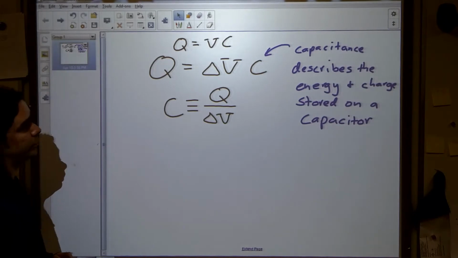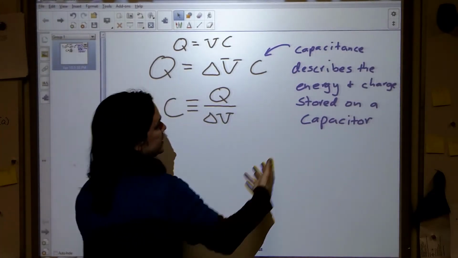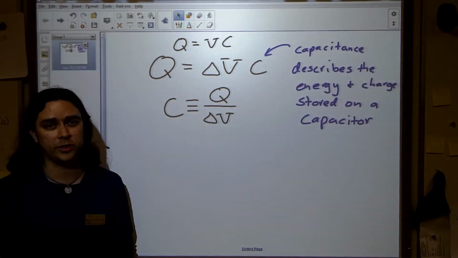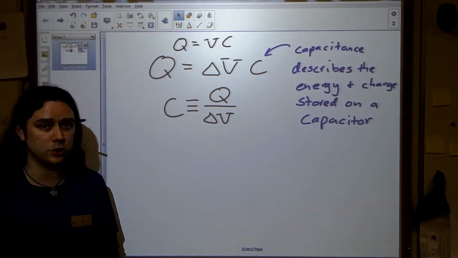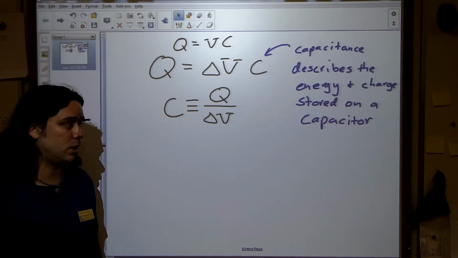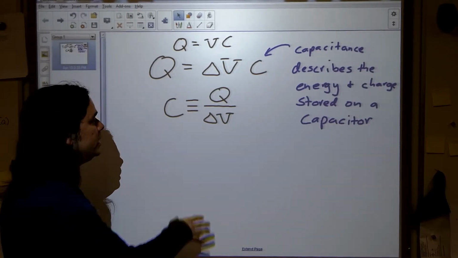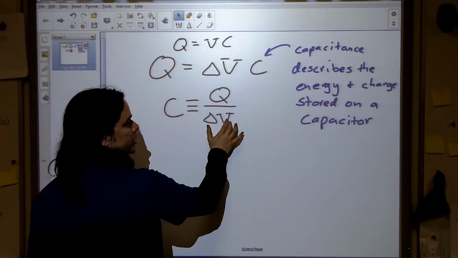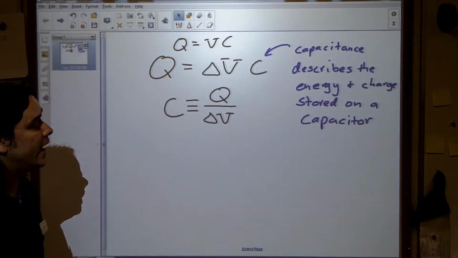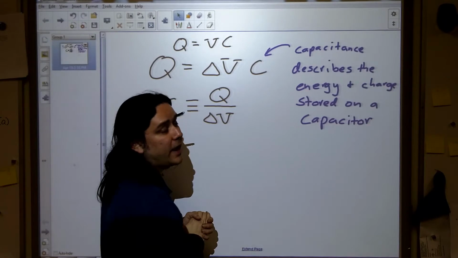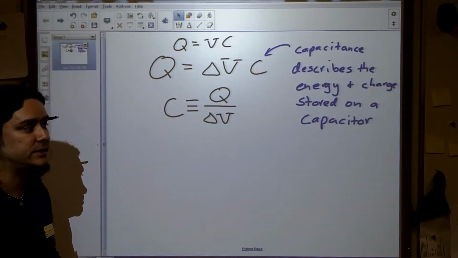I know when I first worked with it, I kept thinking of capacitance as basically the total amount of charge you can store on there. That's not technically right, because the amount of charge will change as a function of the potential difference across it. That being said, it still describes the relationship between the charge on the capacitor and the potential difference across it. And that is going to be a function of how we build the capacitor.